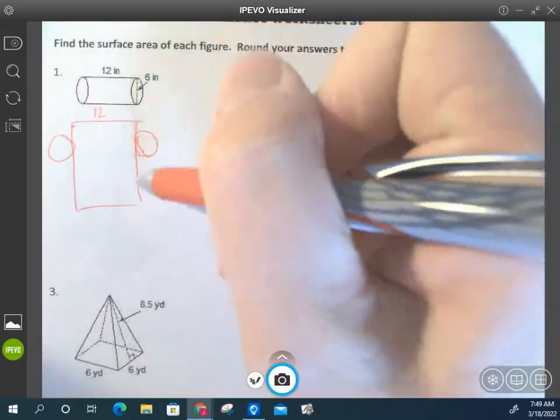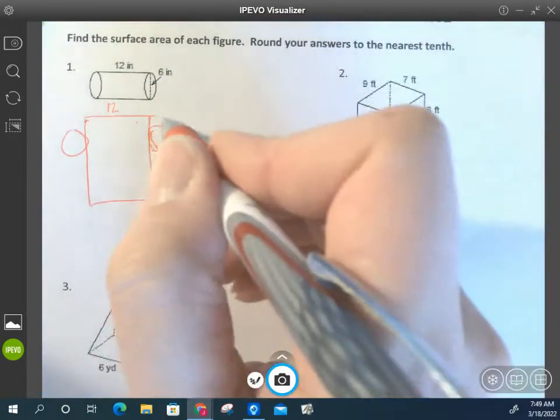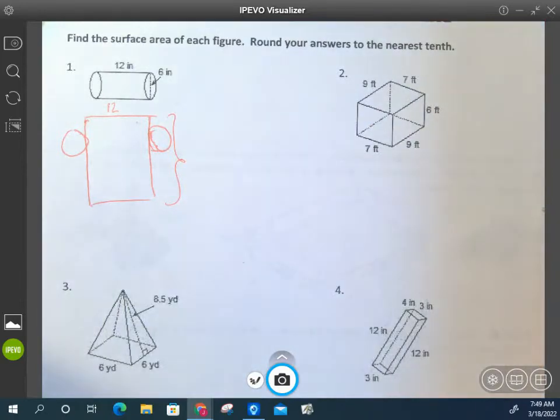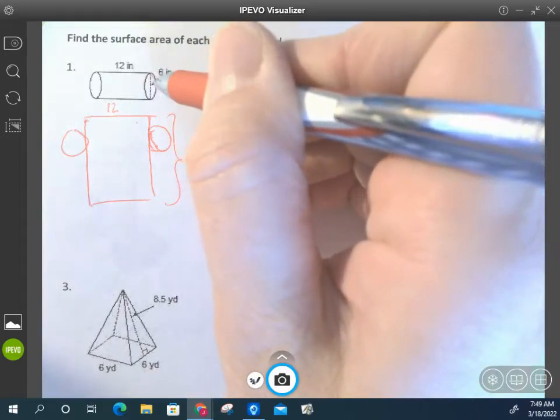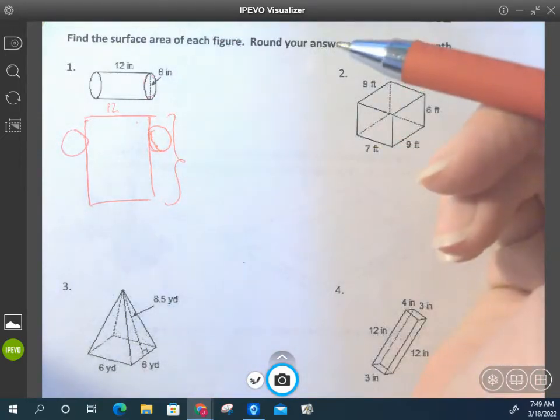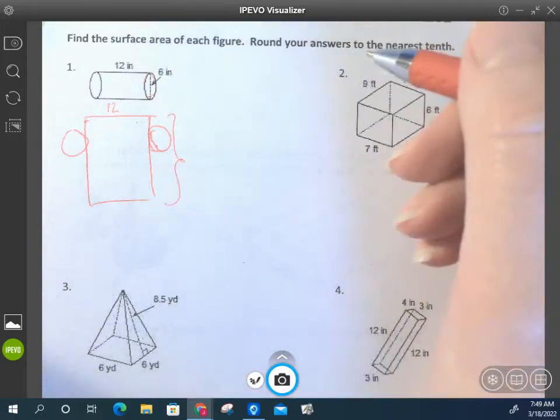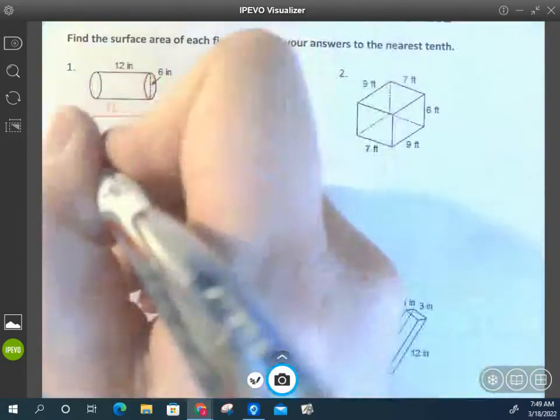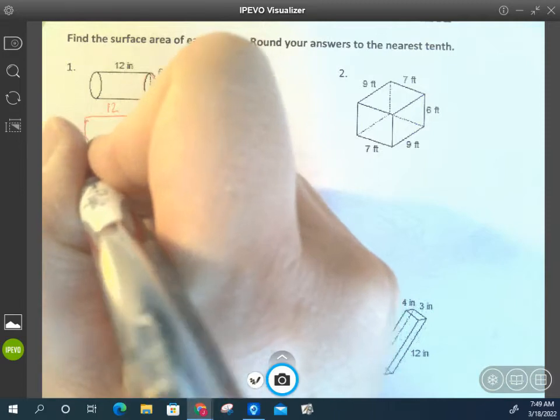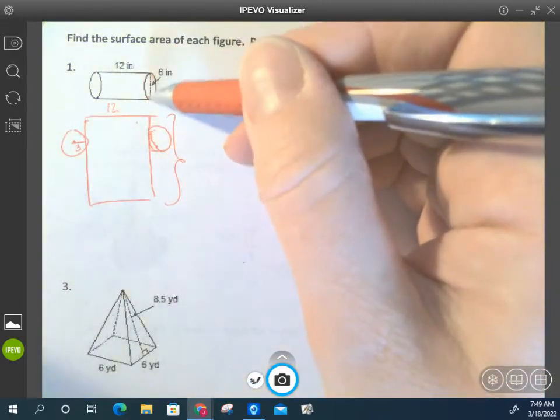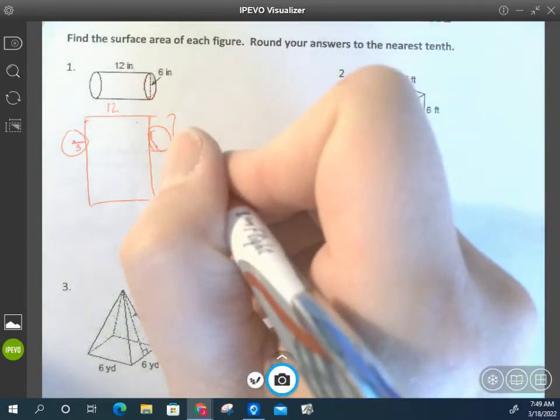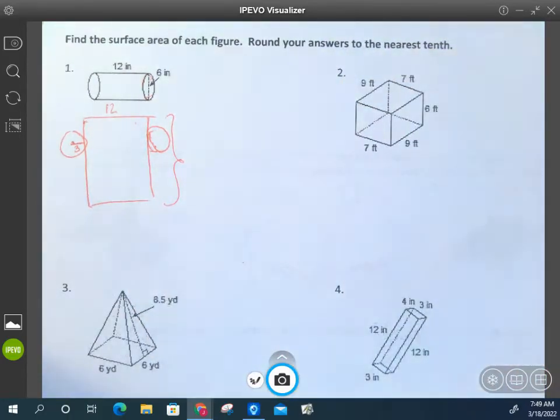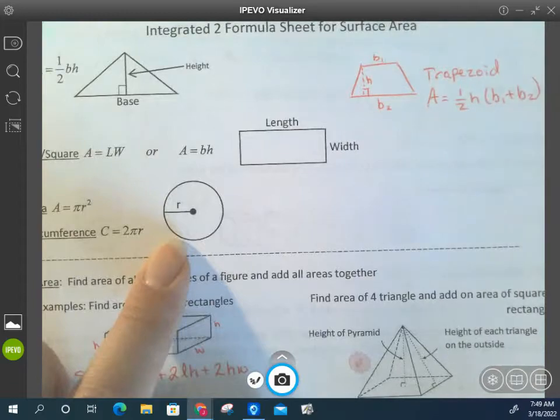What's this length right here? Do you remember? That is the circumference of a circle. So if you think about starting here and wrapping around, we need to find the circumference of the circle. What's the radius of the circle? The radius is 3. Why did you know that? Yeah, the diameter is 6. So to find this, we are going to do our formula for circumference, which is on your formula sheet.